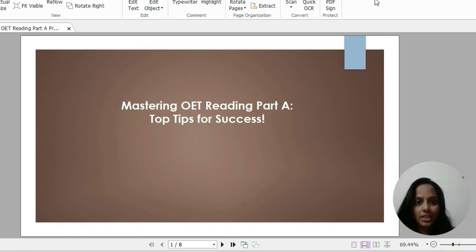Are you ready to ace the OET Reading Part A? Today we are going to share some top tips and tricks with examples to make sure you're fully prepared. Let's dive in and make those tricky reading tasks feel like a walk in the park.